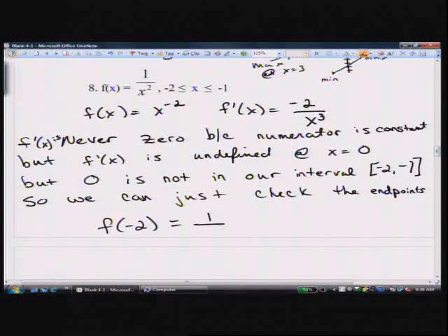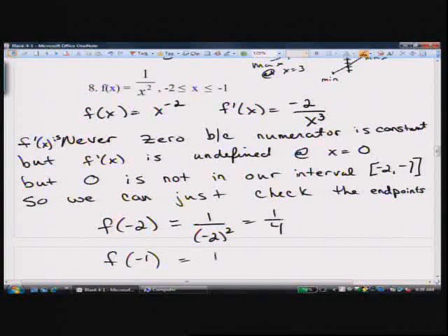So f at negative 2, this is going to be 1 over negative 2 squared, which is going to be 1/4. And f at negative 1, which is going to be 1 over negative 1 squared, which is positive 1. Okay? And so what do we have at negative 2?